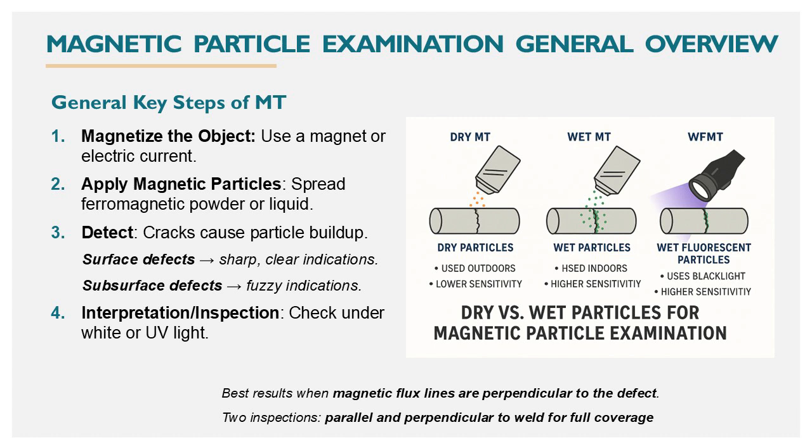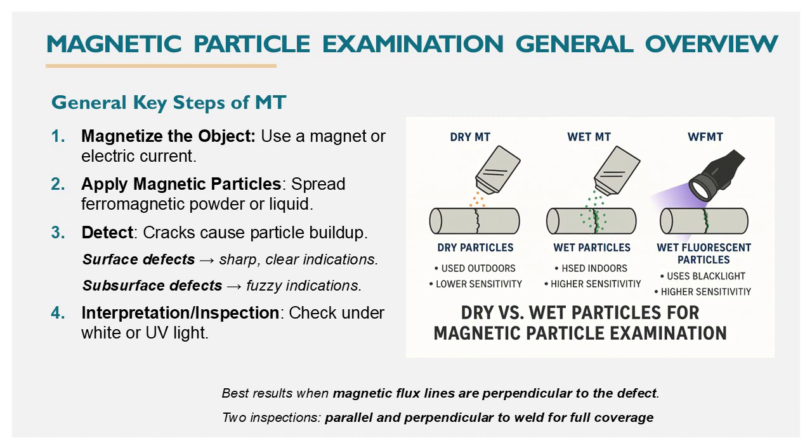Step 1 is magnetization. The test object is magnetized using either a permanent magnet or an electric current. Step 2 is application of magnetic particles. Fine ferromagnetic particles, dry or suspended in a liquid, are applied to the surface. Step 3 is detection. If there's a flaw, like a crack, it will interrupt the magnetic field, causing leakage. The particles gather at the leakage field, forming a visible indication, surface defects showing sharp and clear indications, and subsurface defects showing fuzzy indications. And step 4 is interpretation or inspection.